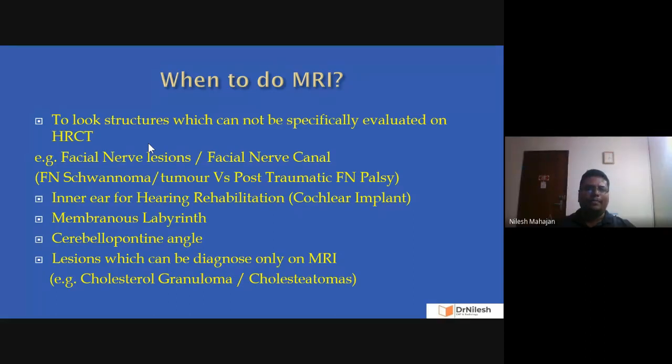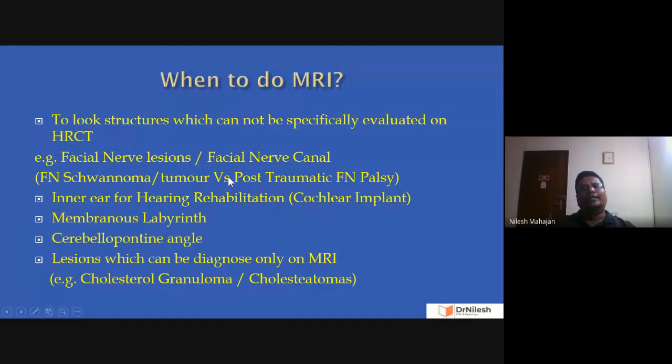So when to do MRI? When you will do MRI? When you are looking for structures which cannot be specifically evaluated on the HRCT. See, facial nerve lesions like schwannoma or tumors of the facial nerve, if you want to evaluate perfectly, you will not be able to see them properly on the HRCT. What we see in the HRCT temporal bone is the facial nerve canal. Inside the facial nerve canal will be the facial nerve itself. So if some lesion is arising from the facial nerve, you have to get an MRI also done to rule out any facial nerve schwannoma or tumor.